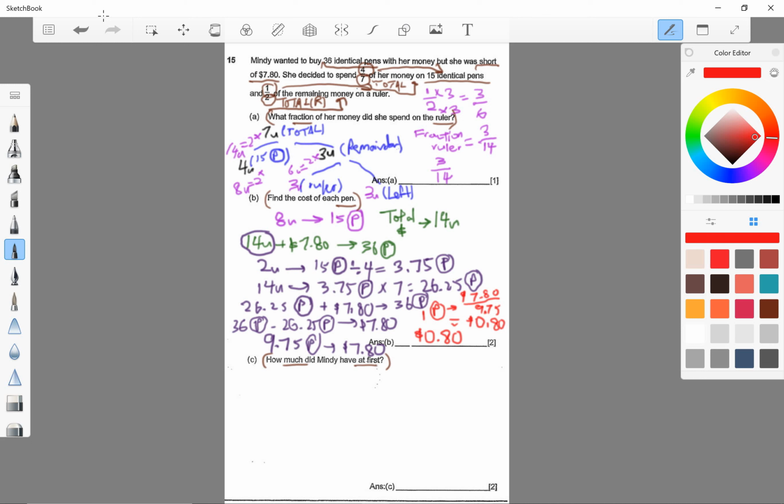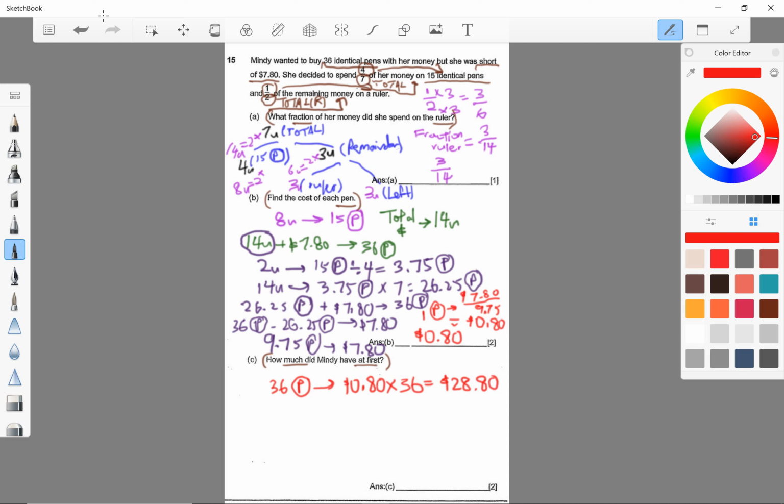So the question is asking us, how much did Mindy have at first? Mindy's total at first has the same price as 36 pens, but short of 780. So now I'm down to the very last step. If 1 pen costs 80 cents, what would 36 pens cost? 36 pens will be 80 cents multiplied by 36. That will actually be $28.80. That is the price of 36 pens.